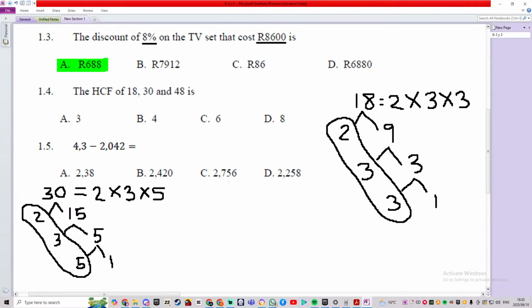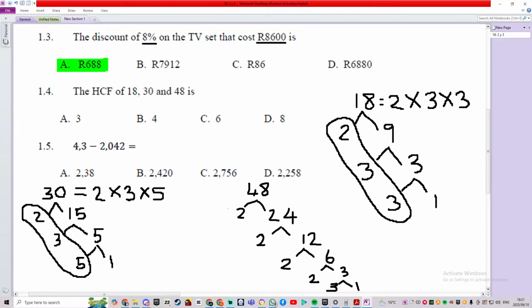Then we have to do 48 as well. So we have 48. Going to divide 48 by 2. I get 24. I can divide 24 by 2. I get 12. I can divide 12 by 2. I get 6. I can divide 6 by 2. I get 3, and I can divide 3 by 3. I get 1. So 48 is a bit longer there. So 48 we have 2 times 2.